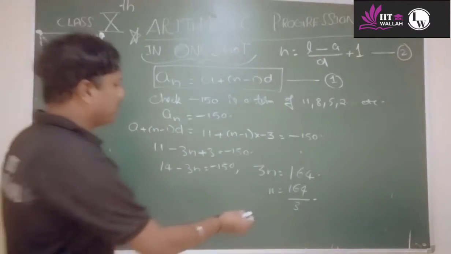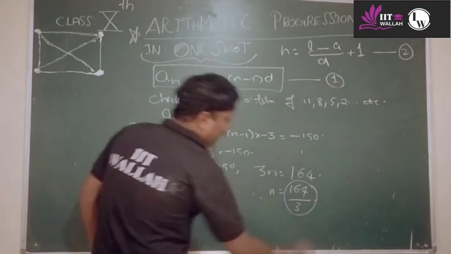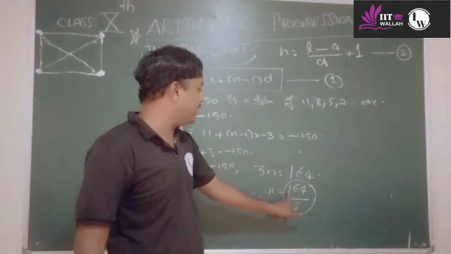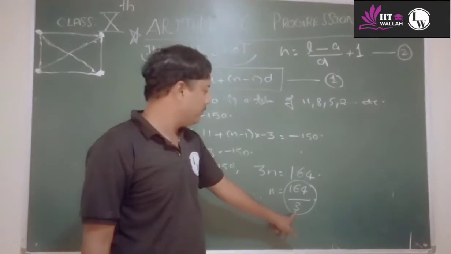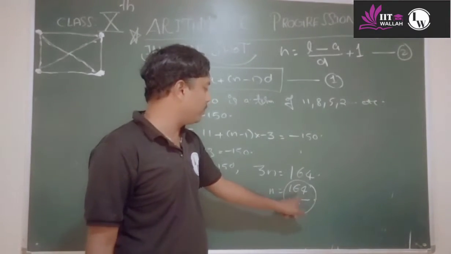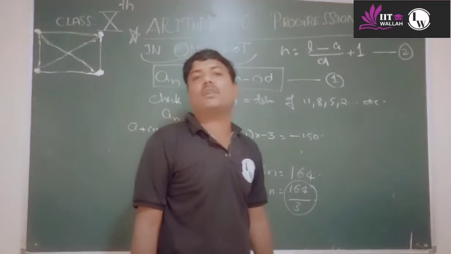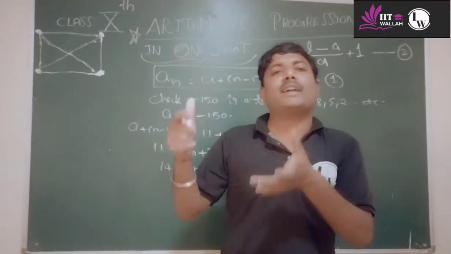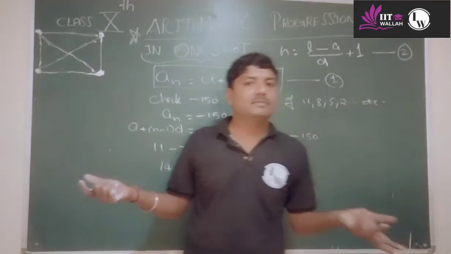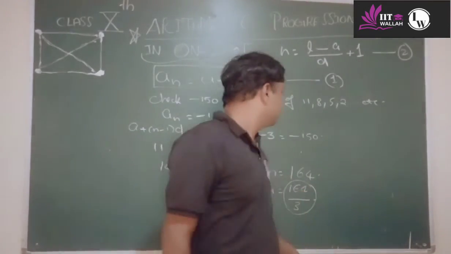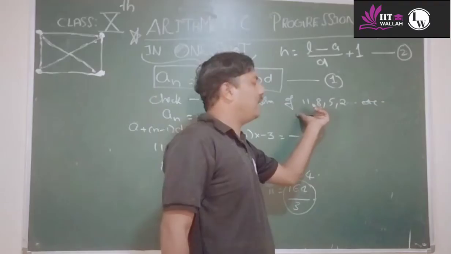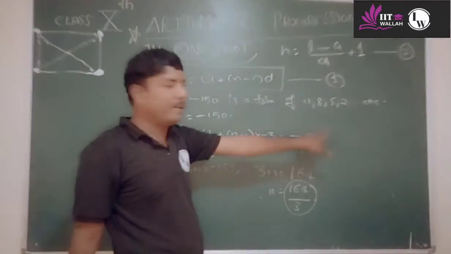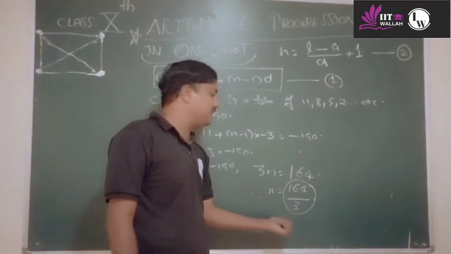So 164 by 3, we are getting a fraction because 164 is not getting divided by 3 absolutely. Right? 6 plus 1, 7 plus 1, 11. 11 is not coming in the table of 3. That means it is a fraction. If n is a fraction, what does that mean? That means this number is not coming in the given AP. Why? Because n is a fraction.